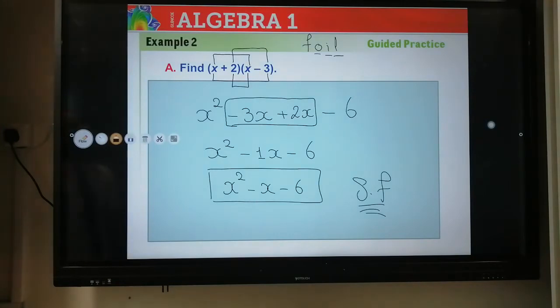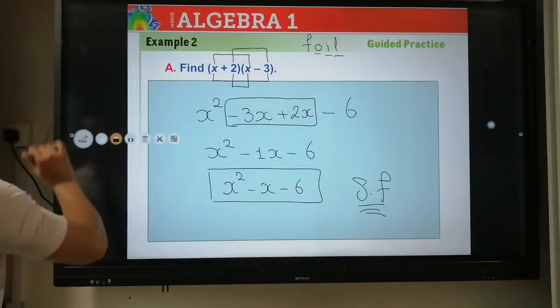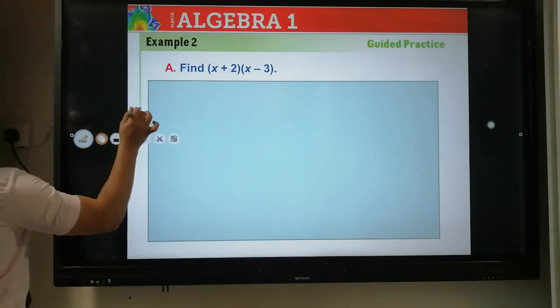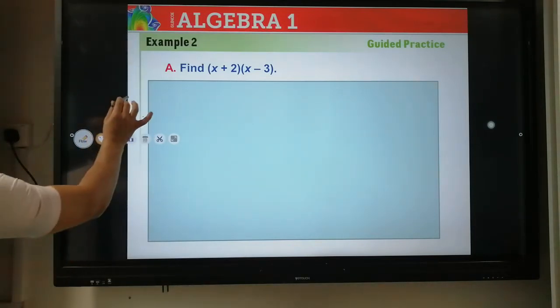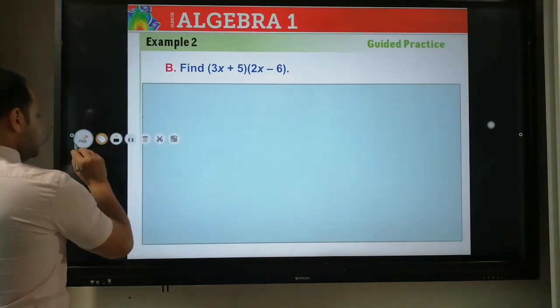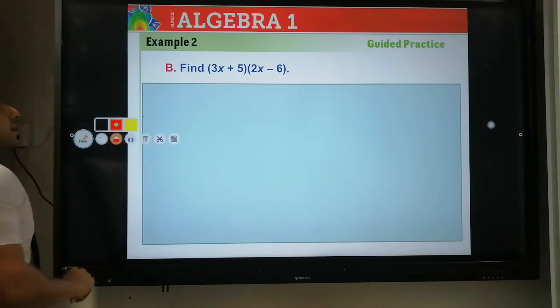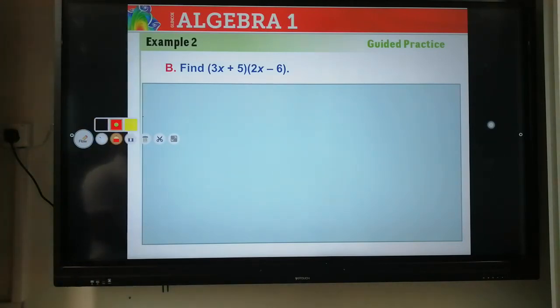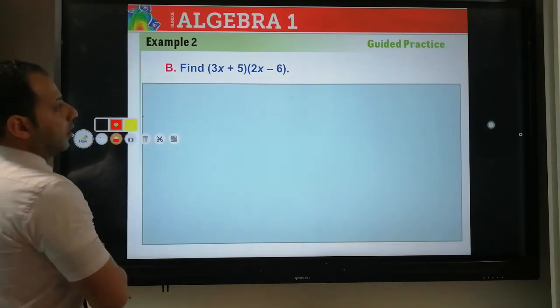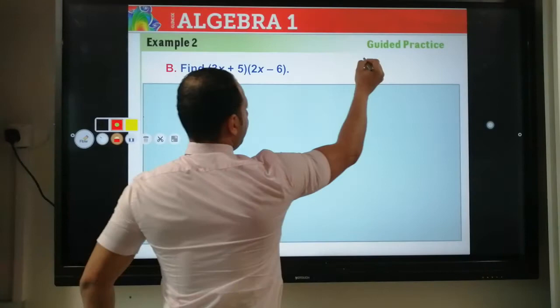Okay, let's go to the last example. Let's start the last example together. We have to find the product of 3x plus 5 and 2x minus 6. We use the FOIL method. Okay, I'm waiting, you will write FOIL.